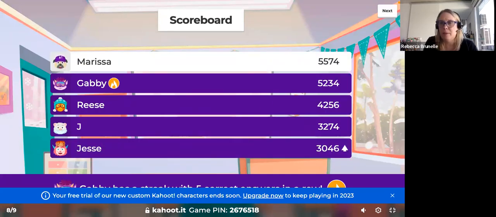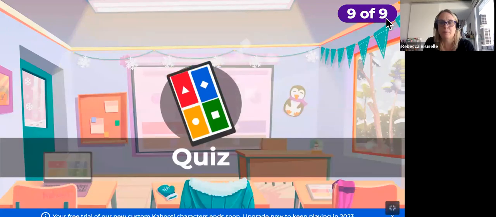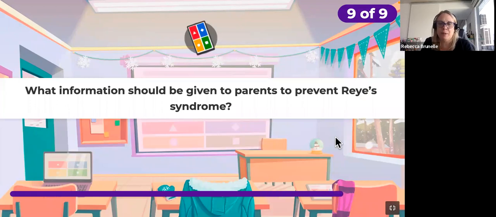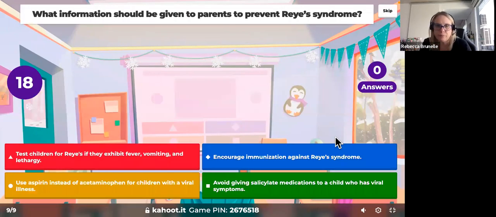All right, last one. What information should be given to parents about Reye syndrome? Test children for Reye syndrome if they have a fever, vomiting, and lethargy. Use aspirin instead of Tylenol when the child has a viral illness. Encourage immunizations to prevent Reye syndrome, or avoid salicylates to a child who has viral symptoms.